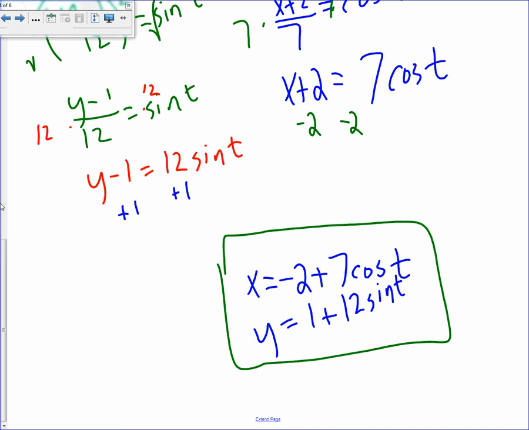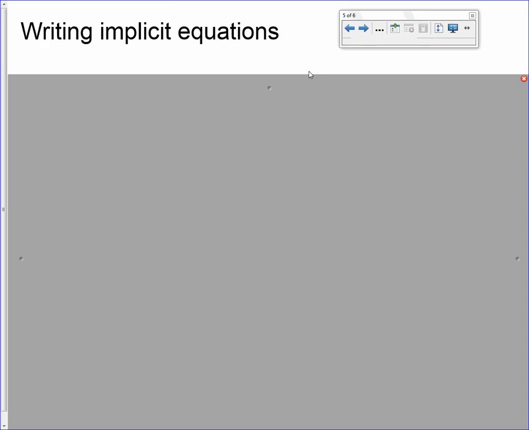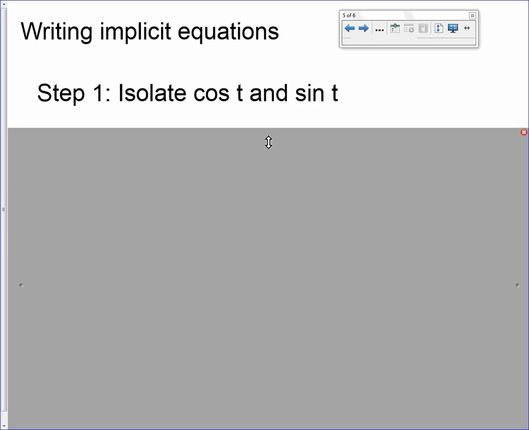Now we're going to go the other way. We're going to talk about what happens if you start with parametric equations and then you want to flip it into standard form. So standard form are called implicit equations. That's because they don't have y equals. Y equals is an explicit equation. You explicitly know what y is. We are implying a graph. So they're called implicit equations.